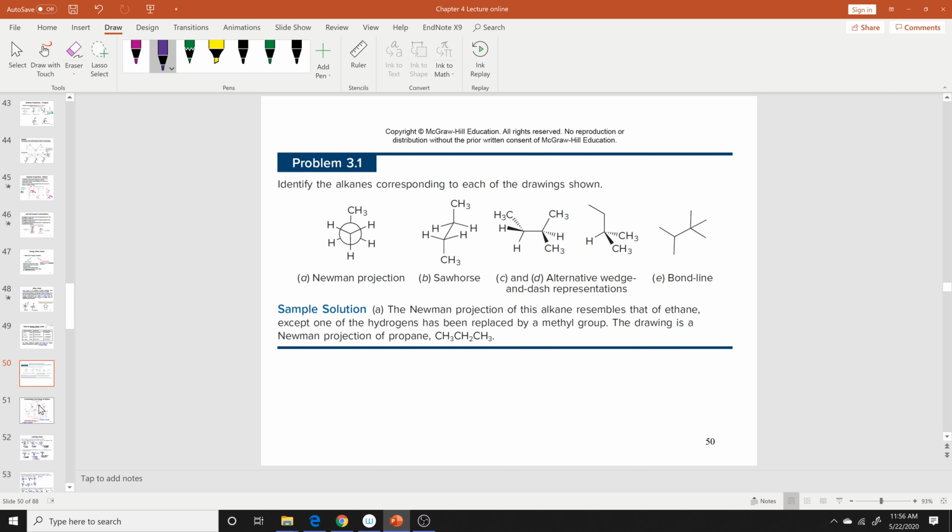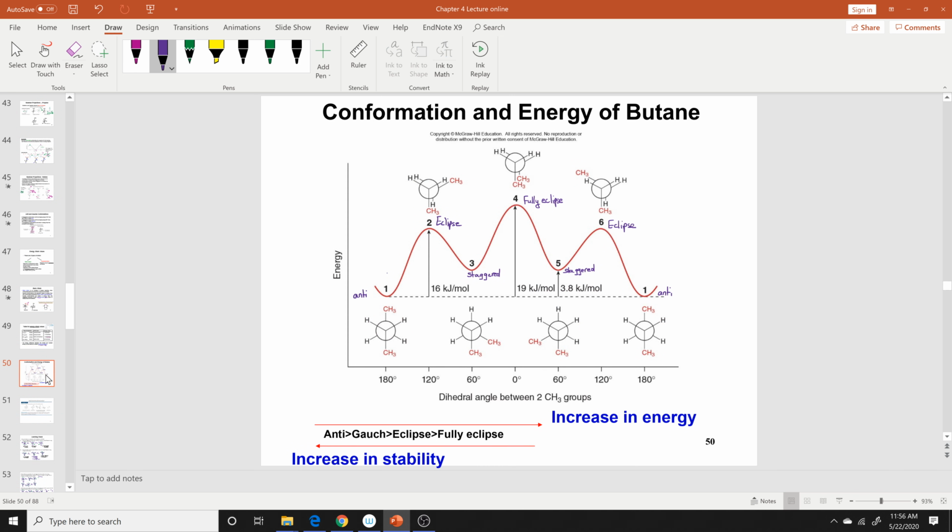Let me have this first over here. So in this slide, we are drawing the energy diagram of butane. We have different conformations of butane, starting from the anti. Anti is the lowest energy conformation. Here I'm starting with the dihedral angle of 180. Again, on the x-axis, you can start with whatever dihedral angle you wish.